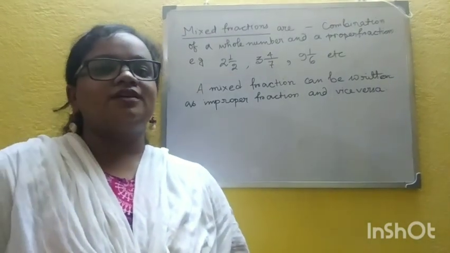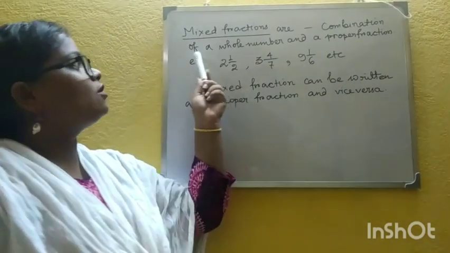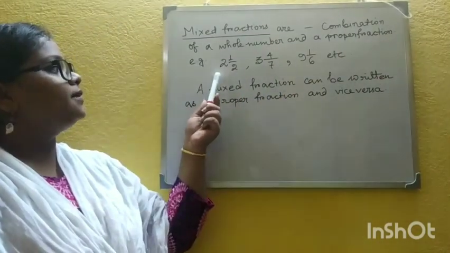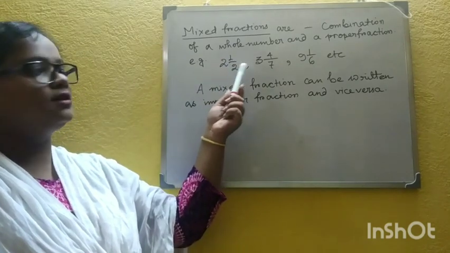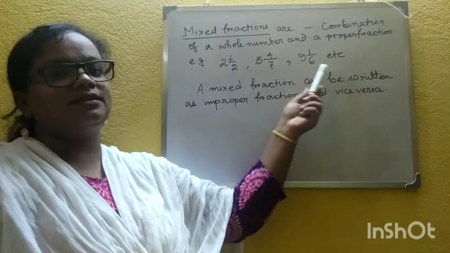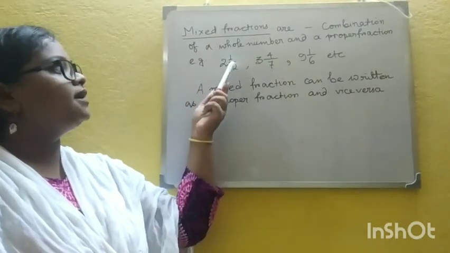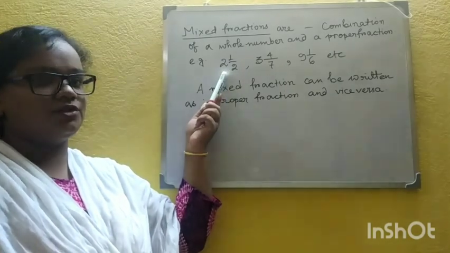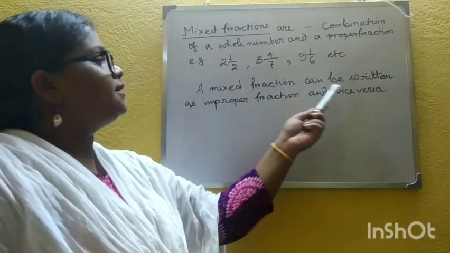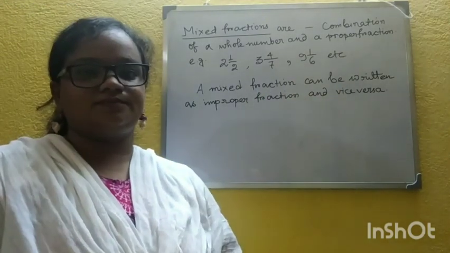Now, what are mixed fractions? Mixed fractions are a combination of a whole number and a proper fraction. For example, 2 and 1/2, 3 and 4/7, 9 and 1/6, etc. Here, 2 is the whole number and 1/2 or half is the proper fraction. So, it is a mixed fraction. A mixed fraction can be written as an improper fraction and vice versa.